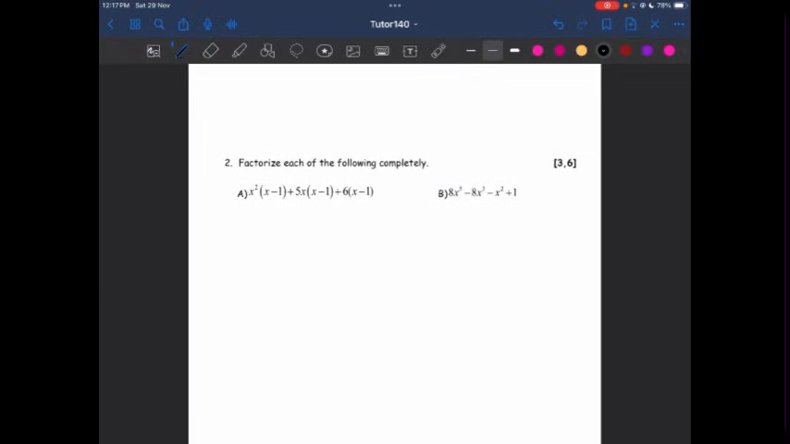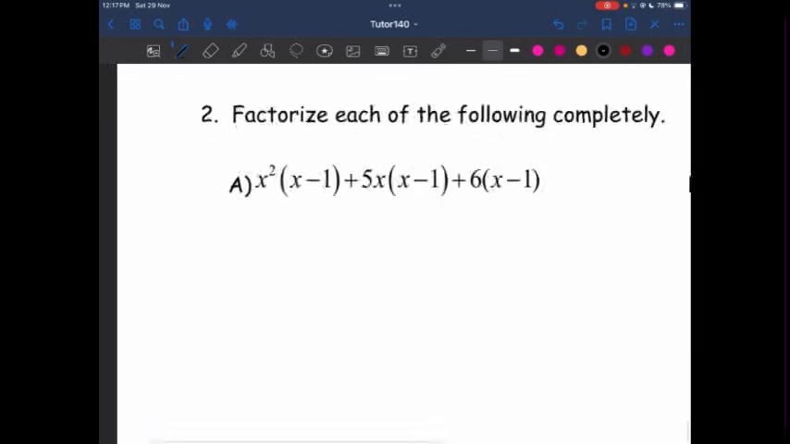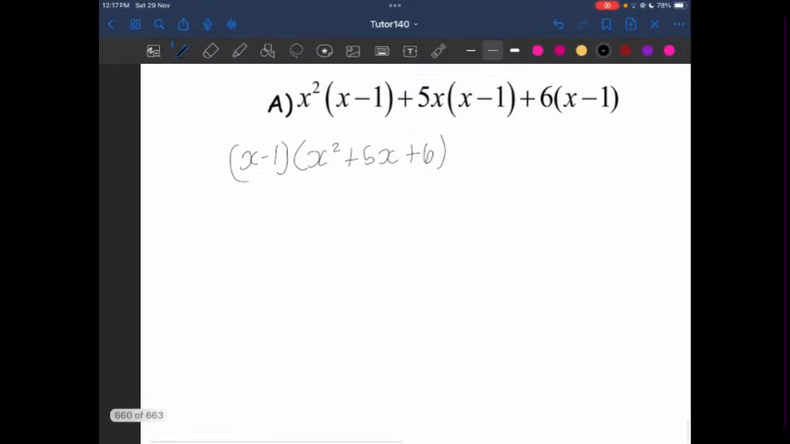Okay, we're going to factorize each of the following completely. So, if I look at this term, I see that x minus 1 is common in all. So I'm going to factor out x minus 1. When I do that, I'm left with x squared plus 5x plus 6. Now we want factors of 6 that add up to 5. Factors of 6 that add up to 5 are 3 and 2. So we can just write x minus 1, x plus 3, x plus 2.